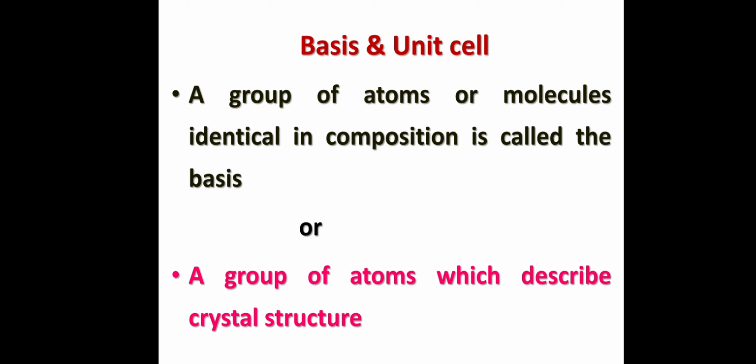And basis and a unit cell. I mentioned a group of atoms or molecules identical in composition is called the basis or motif. Or simply, you can say a group of atoms which describe the crystal structure, because that group of atoms attached to lattice points will decide what the crystal structure is, right? That's a space lattice plus the basis. Basis is a group of atoms. So the combination of these two will give you what crystal structure it is, right?